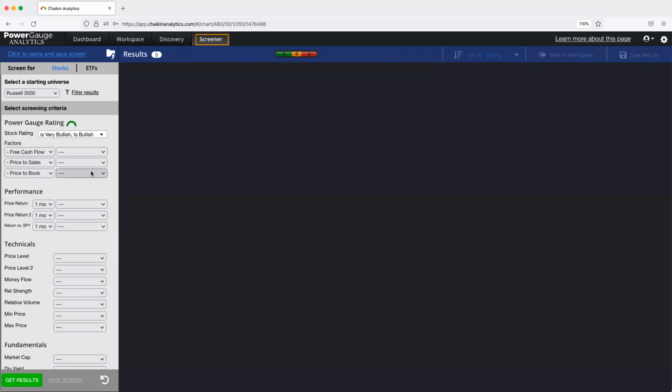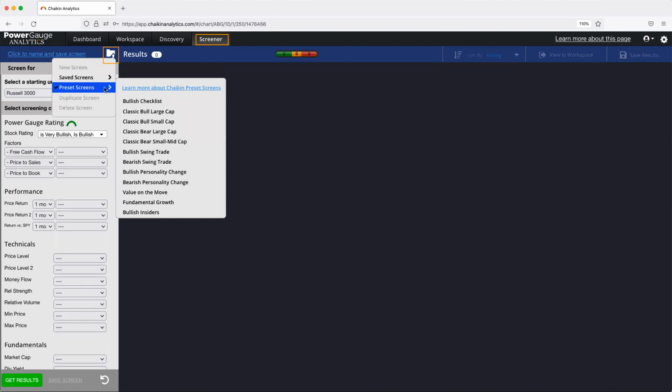Instead, what we want to do is pick just a small handful of important criteria. What do I mean by that? Well, we make it easy for you to get started with our preset screens available here under the folder icon, preset screens. There are 12 of them, and you can click learn more about preset screens here to get more detail on what these are. But each of these 12 is going to bring you new ideas based on whatever this concept is.